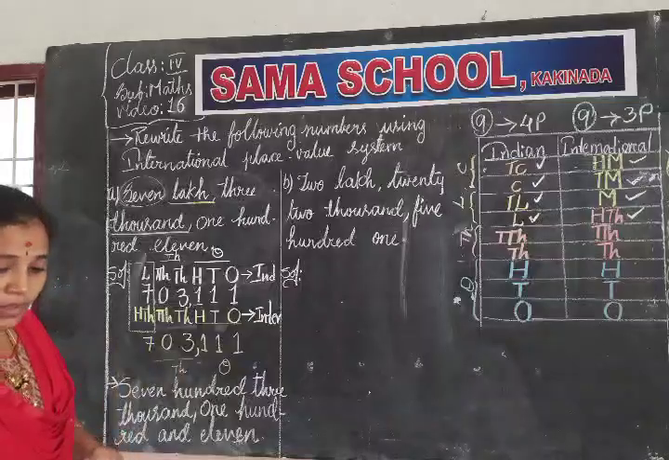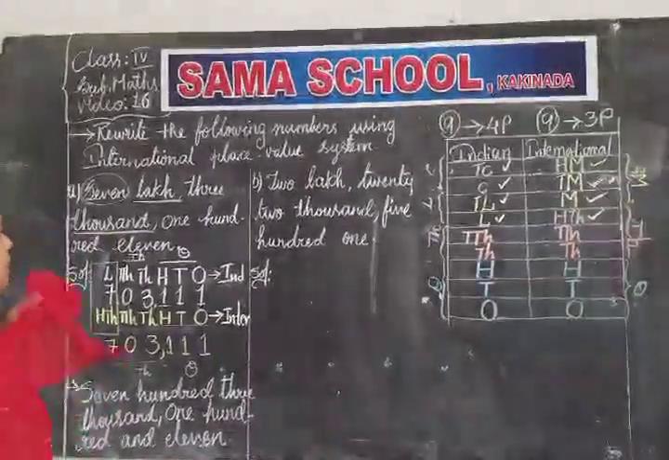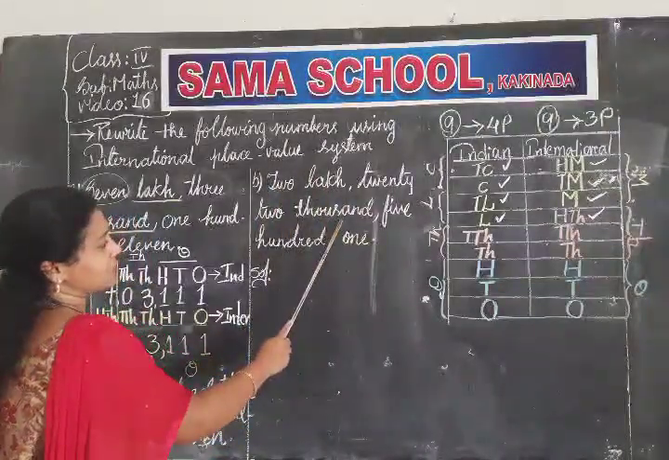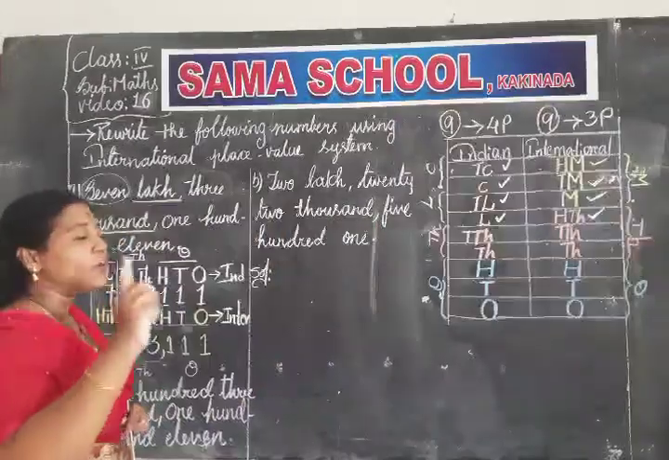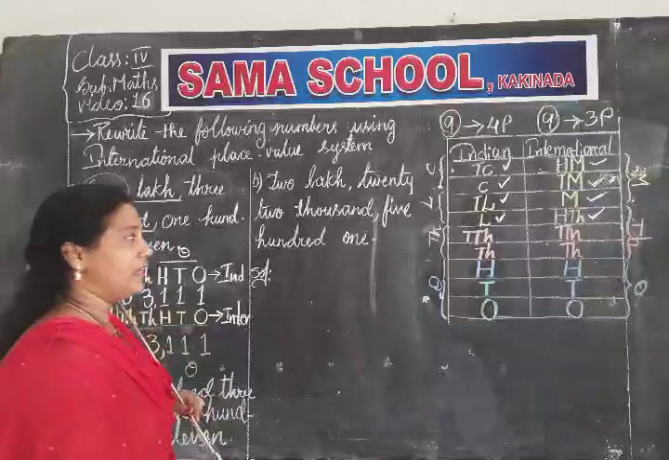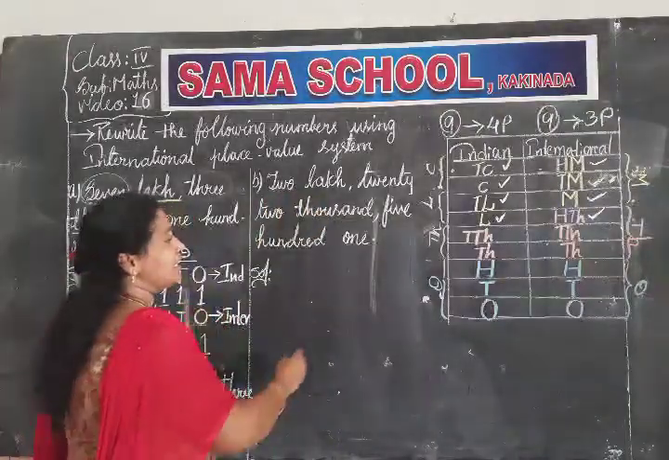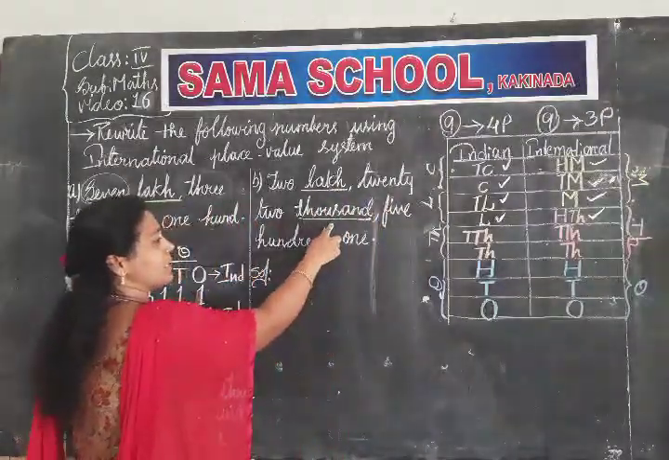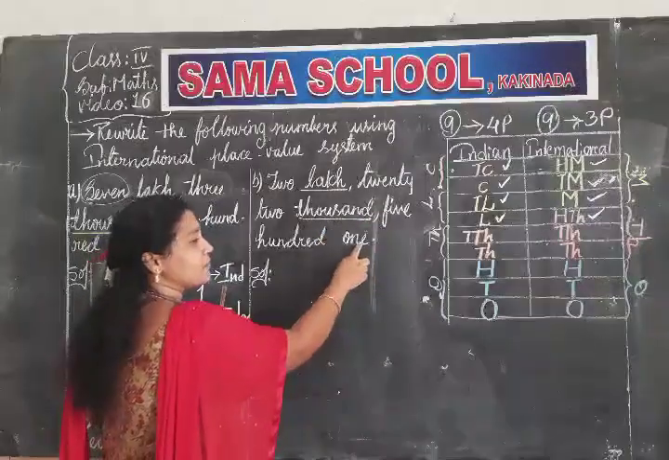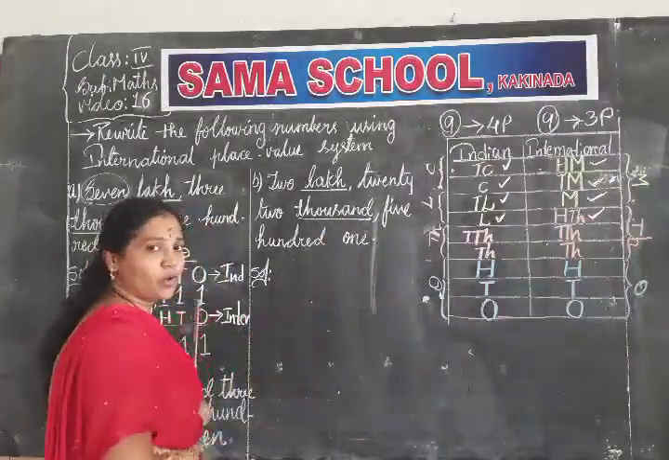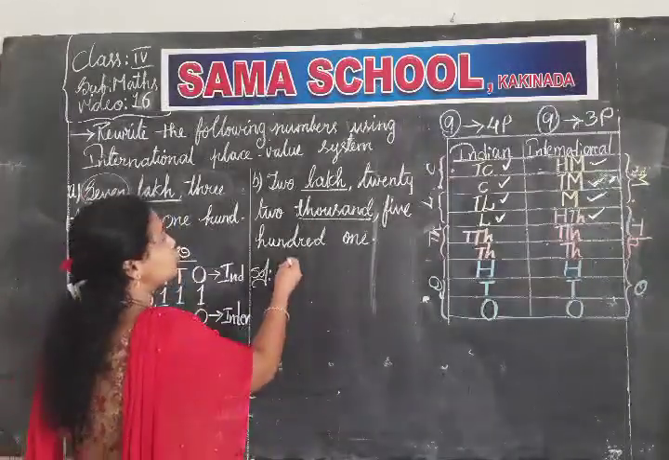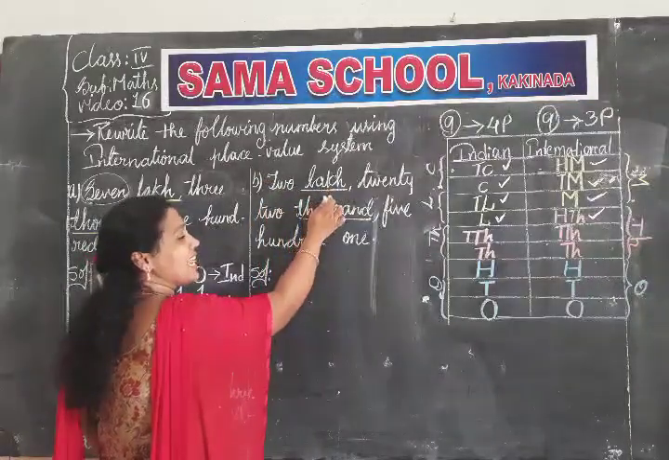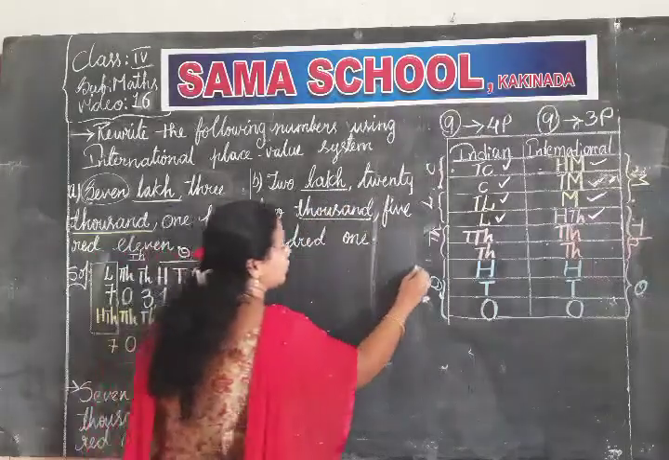One more number we have to practice. One more example. Look at the board. Read the question, everyone. The question is 2,22,501. First of all, we have to identify the periods. 2 lakh, which period? Lakhs period. 22,000, thousands period. 501, ones period. You are right. Now write places up to lakhs, because the number name starts with the lakhs period.